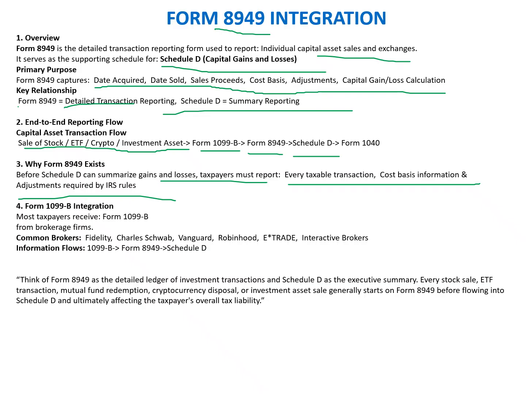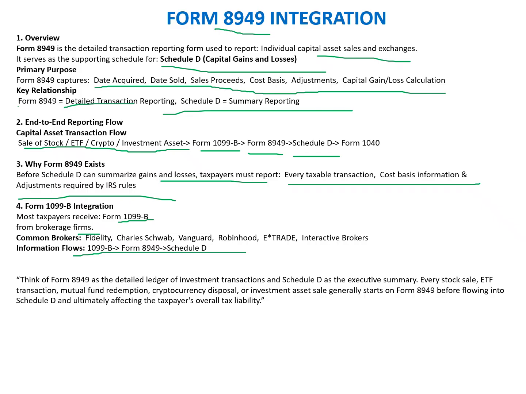Now, Form 1099-B integration. Most taxpayers receive Form 1099-B from their brokerage firm, because these firms take care of all the investments in stocks and mutual funds. Some common brokers are Fidelity, Charles Schwab, Vanguard, Robinhood, E-Trade, etc. Information goes from 1099-B to 8949, and finally it moves to Schedule D.